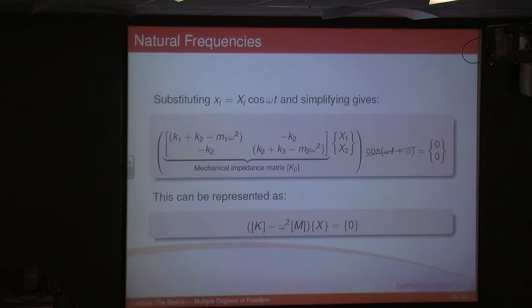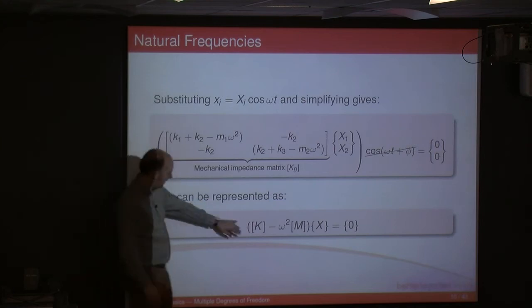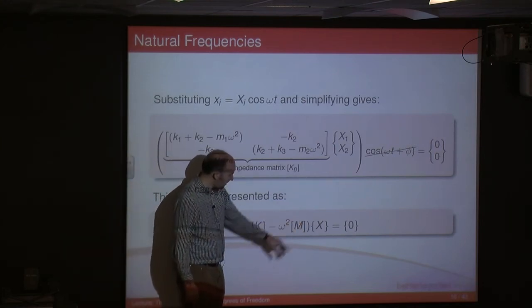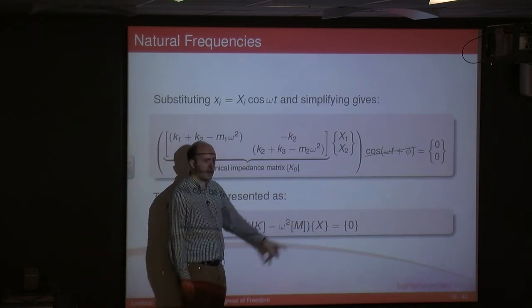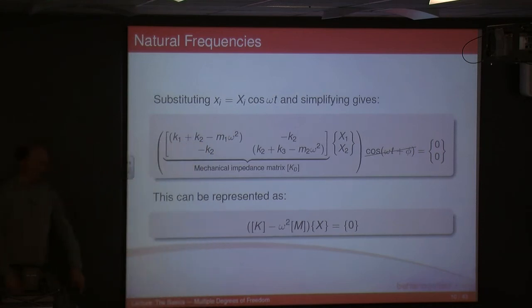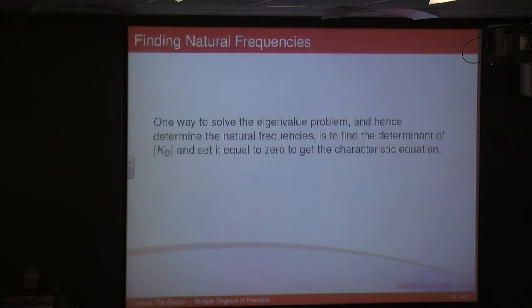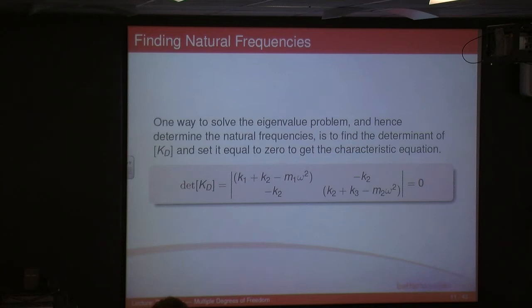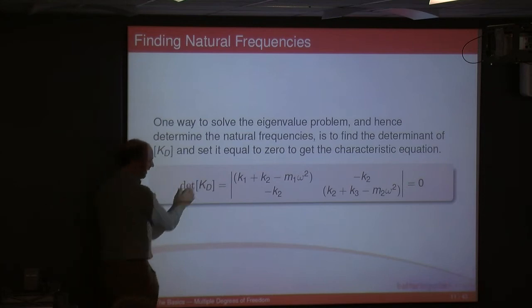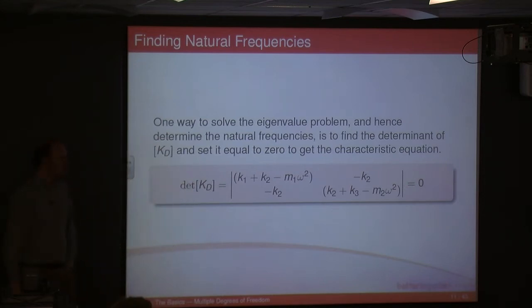This process, the stiffness minus omega squared times the mass, is known as the eigenvalue problem. The natural frequencies will be the eigenvalues, the mode shapes will be known as the eigenvectors, and from this equation we can find those things. So to solve the eigenvalue problem and find the natural frequencies, what you have to do is take the determinant of that matrix.